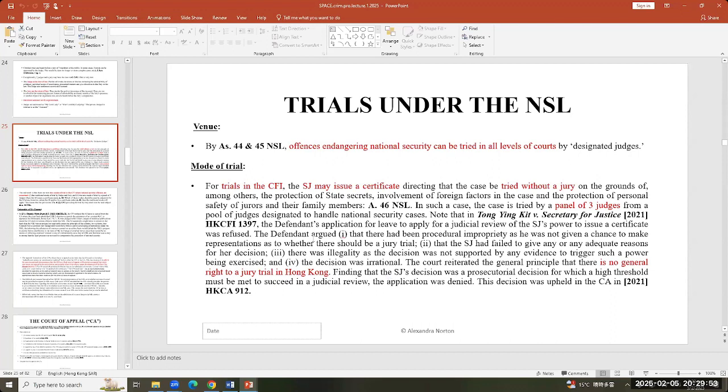There's no right of appeal. The only possibility is for the defendant to apply for a judicial review of the SJ's decision because it's viewed to be a prosecutorial decision. And it's a very high threshold to apply for judicial review. So it has not succeeded so far in challenging the certificate for trial by the panel of 3 judges.